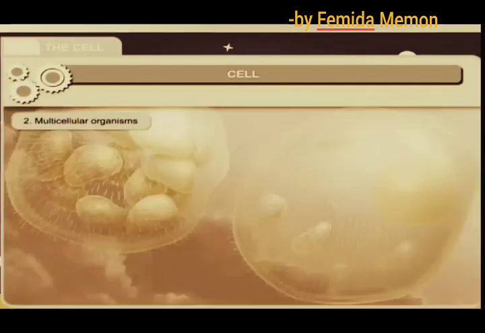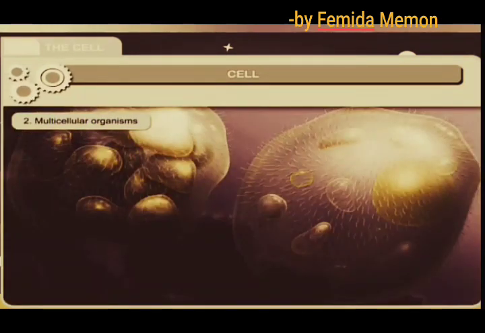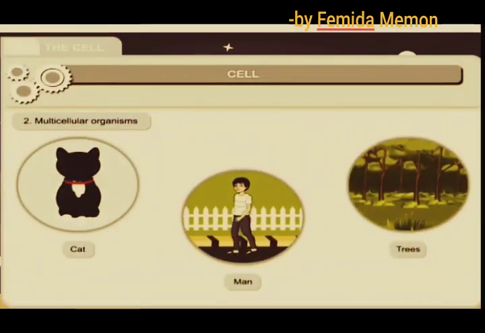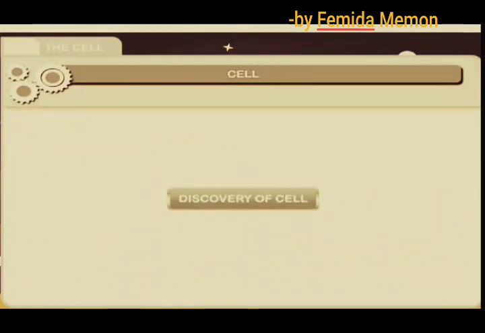2. Multicellular organisms. There are numerous cells present in the living body, and different cells perform their life activities in a coordinated manner. Such organisms are called multicellular organisms. Example: cat, man, trees, etc.